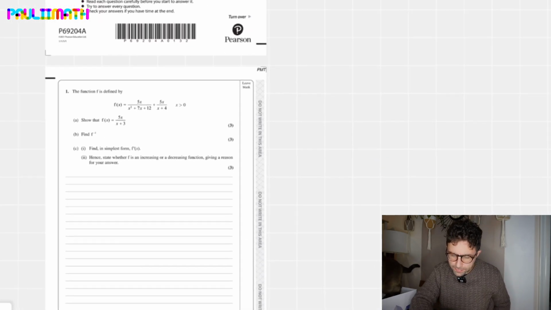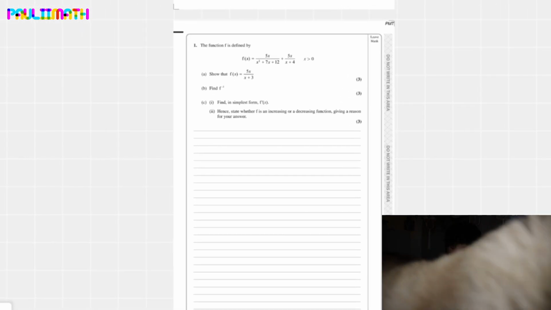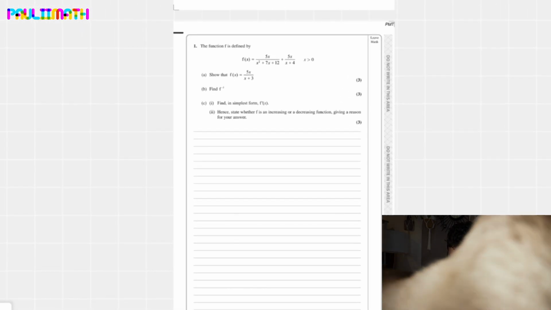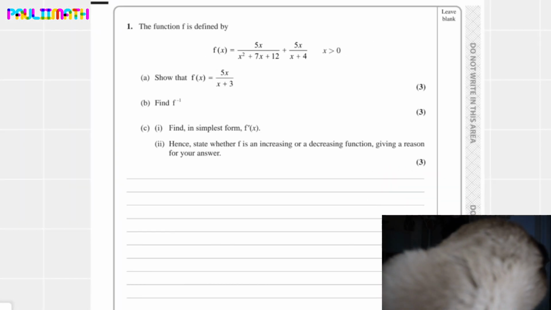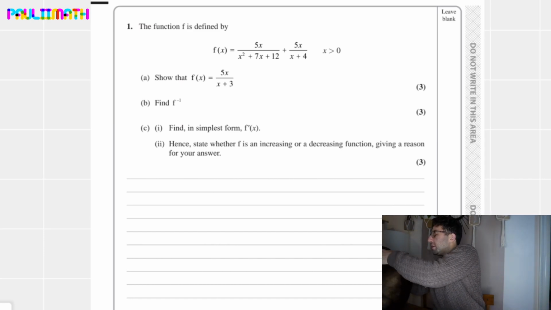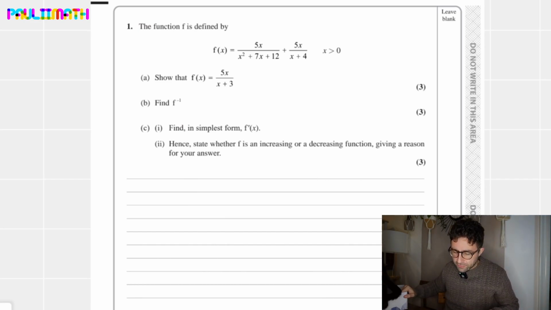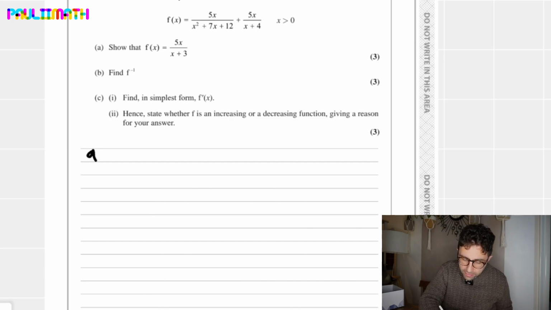Okay, first question, functions question. You've got some sort of function defined, and they want us to rewrite it in a slightly different form. Mr. Biscoff, you really do need to listen in for some mathematical insight as well. Rewrite it, find the inverse, and then differentiate in its simplest form. All right. Common denominator, I think, for the first one.